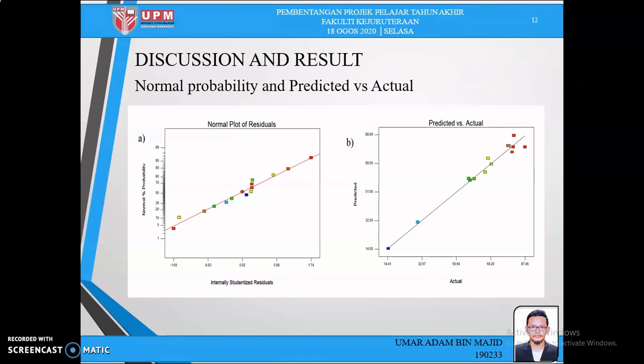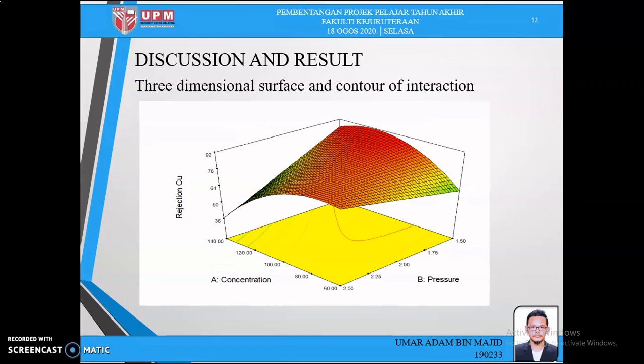This is the normal probability and the predicted versus actual graph from the reduced quadratic model. And also this is the three-dimensional surface and contour of interaction. We only have one graph of this because we only have one interaction, between A and B, because the other interactions BC and AC were removed.